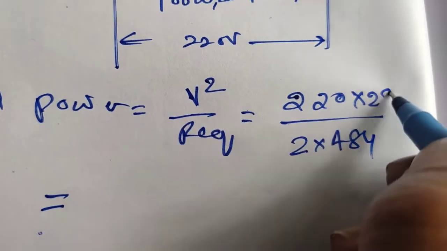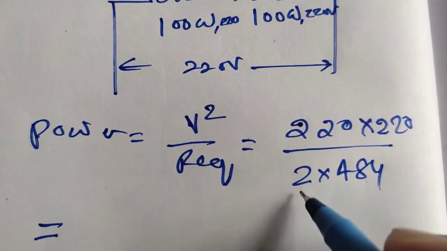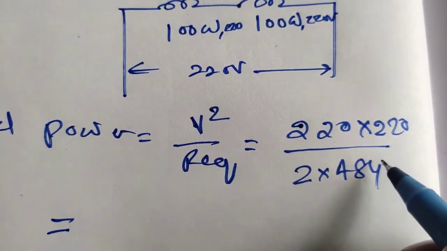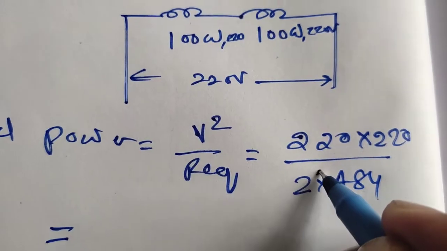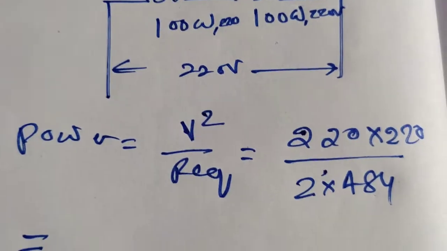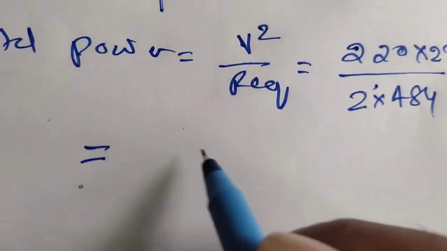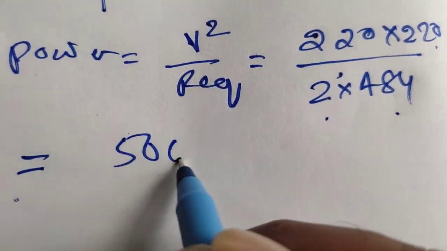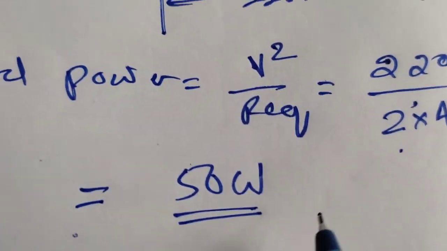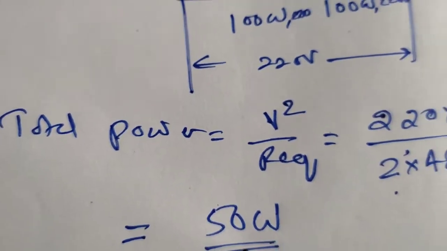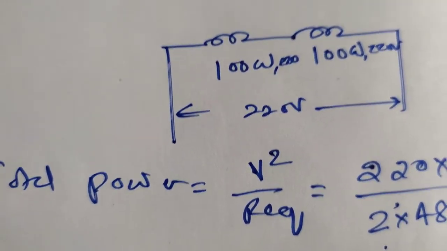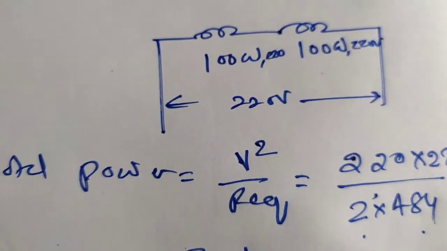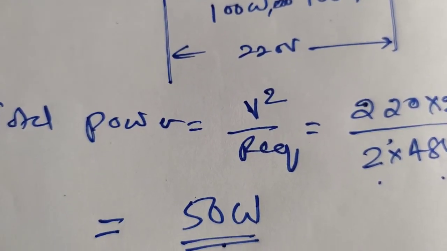So 220 into 220 divided by 2 into 484 is equal to 50 watt. So the total power of the circuit becomes 50 watt when the bulbs are connected in series.